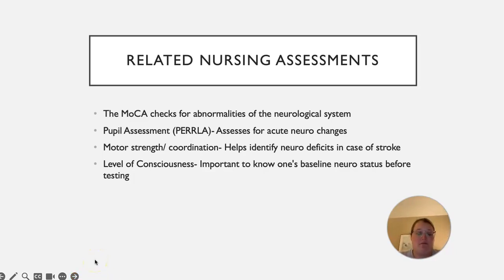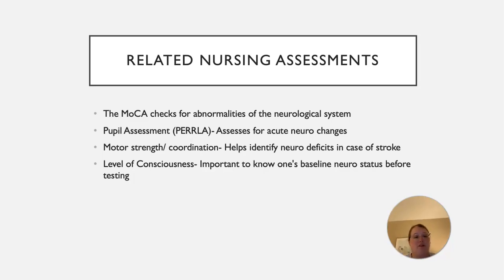So, of course, if we're a nurse in the emergency room and a patient comes in with acute altered mental status or acute cognitive decline, we would maybe want to complete this assessment and check for signs of a stroke. Same with the motor strength and coordination. Of course, if a patient is actively having a stroke, maybe their strength on both sides is not going to be the same. Their coordination, their cognitive functioning is all going to be kind of out of whack. So that's important to assess as well as the level of consciousness slash level of alertness.